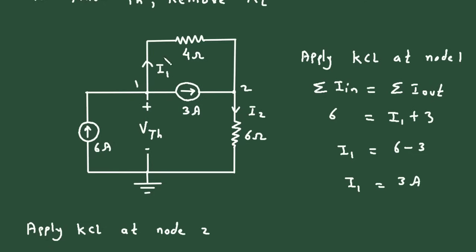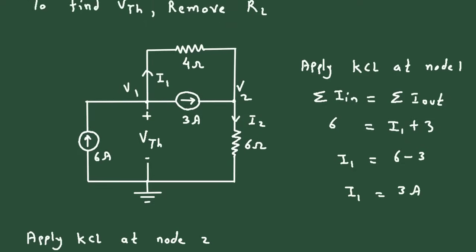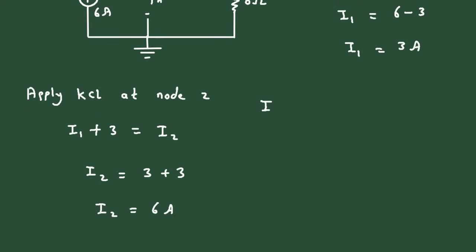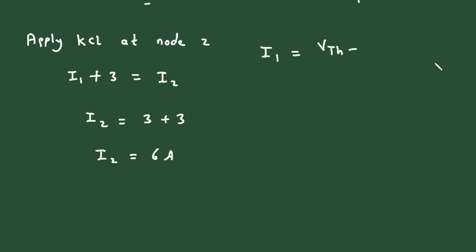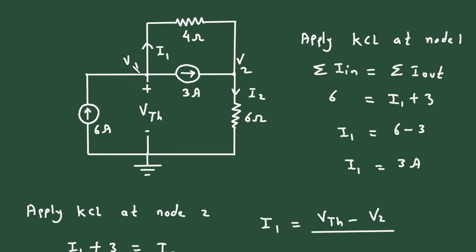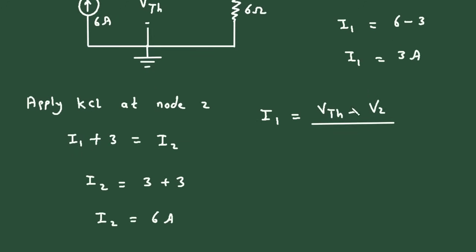So it will be VTH minus, let's say this node voltage is V2 and this node voltage is V1. From this I1 we can write I1 is equal to VTH minus V2 divided by 4. Here we can write VTH or V1, so both are same. The value of I1 is 3 ampere and the value of VTH is unknown, minus V2.